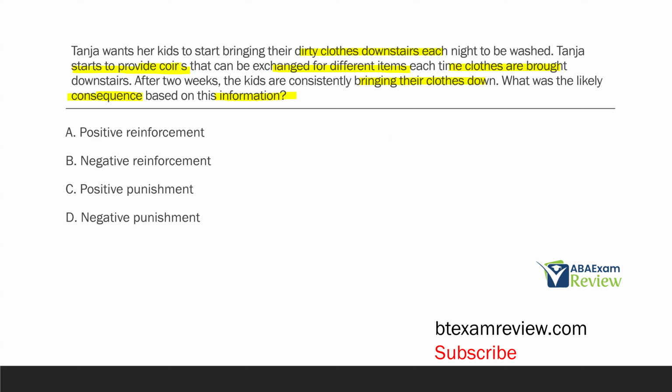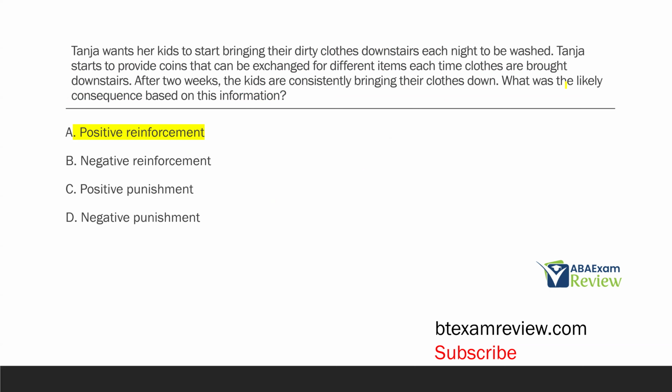So they would receive something which reinforced their behavior, making this what? Well, making this likely a positive reinforcement. Something is added, making it positive. The coins are added. Their behavior increased, making it reinforcement. Why isn't it B, negative reinforcement? Well, nothing was removed as a consequence. The coins were being given, provided. It's almost like a token economy. And it can't be C or D. It can't be punishment because the behavior increased. The behavior increases, punishment did not occur. What occurred was reinforcement. So what was the likely consequence based on this information?